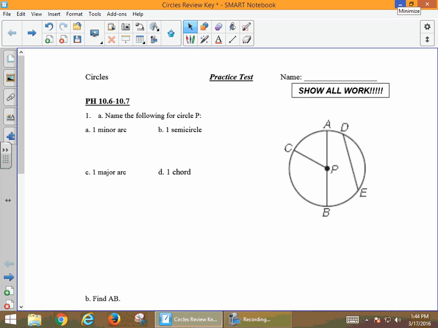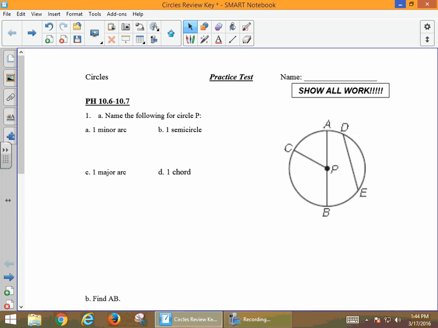Hello, geometry students. I'm coming to you from ninth period today, trying to get this key up on the Canvas site for you so I can go to the play tonight. So I'm going to do my best to go as quickly through this as I can.